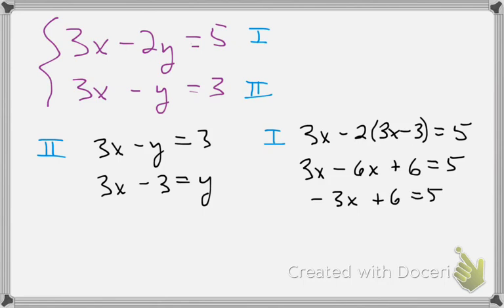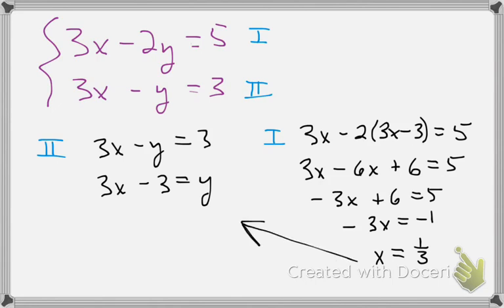Then what? If I subtract 6, then negative 3x equals negative 1. And finally, divide both sides by negative 3, and x equals 1/3. You guys see how I did that? Yes. But that's only part of the story. So what do we have to do?